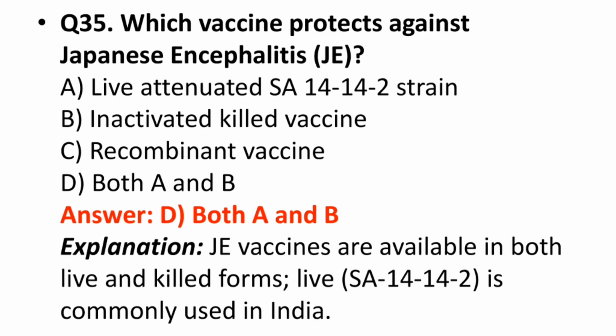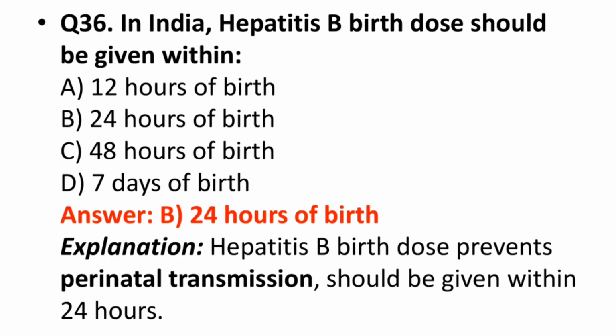Which vaccine protects against Japanese encephalitis? Option A, live attenuated SA 14-2 strain. Option B, inactivated killed vaccine. Option C, recombinant vaccine. Option D, both A and B. The correct answer is option D, both A and B. Japanese encephalitis vaccines are available in both live and killed forms; the live vaccine is commonly used in India.